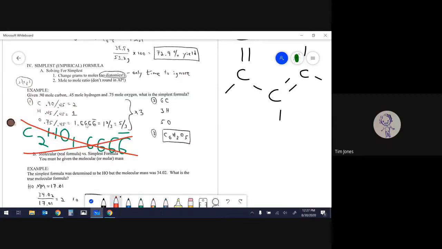We need to keep this ratio, but get this to be a whole number. Well, this is the same as 5/3, and the way to make that a whole number is to multiply by 3. But if you multiply this by 3, you have to multiply everybody by 3. So you multiply everybody by 3. The 2 becomes a 6, a 3, and this, it's hard to see here, but 5/3 times 3, of course, is 5. And now we have our empirical formula, C6H3O5.